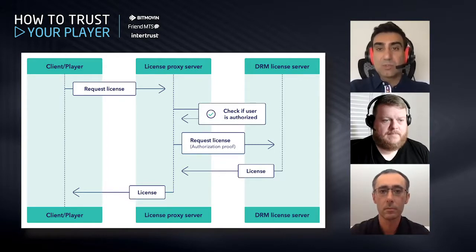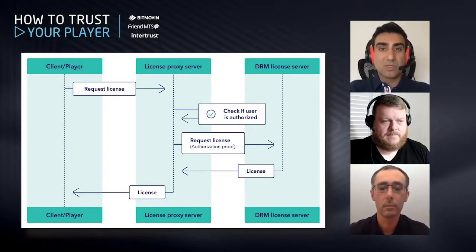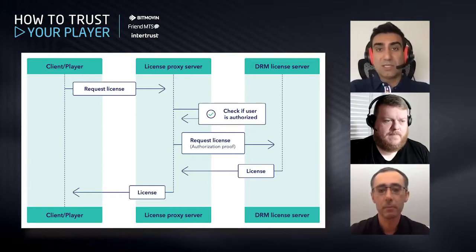There are also other benefits in the sense that the OTT service provider can bind the DRM license to a particular device or a particular session. They have more control in this workflow. For example, you can even enforce geo-blocking, right? Only deliver the license if the client is actually in the right location. So there are certain benefits in that sense for the license proxy model. What are some of the security best practices that are required for the proxy model, Nicola?